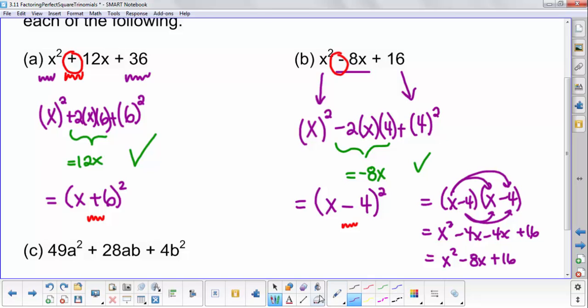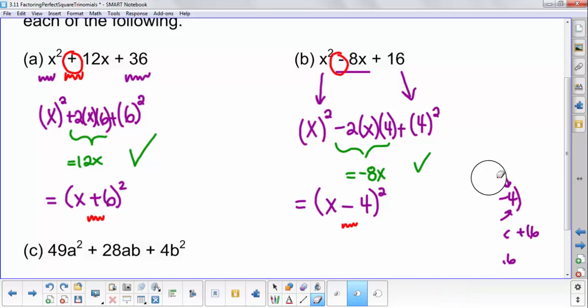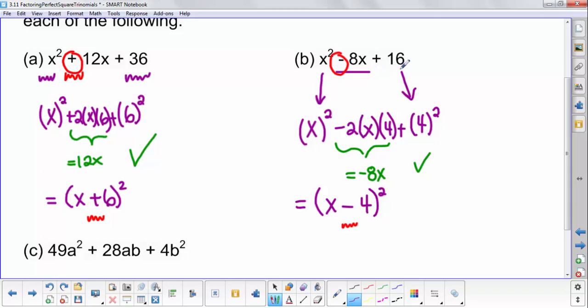Okay, and again, keep in mind that this is just kind of a shortcut method. If you don't realize that you're dealing with a perfect square trinomial, you can still look for two terms that multiply to 16 and add to negative 8. Okay, and then you should get x minus 4 and x minus 4.